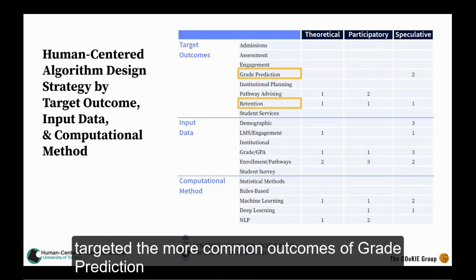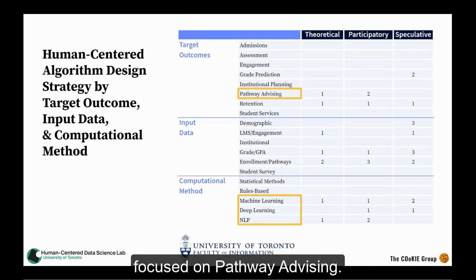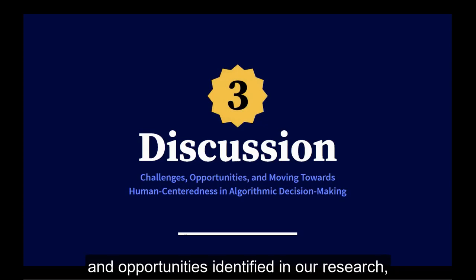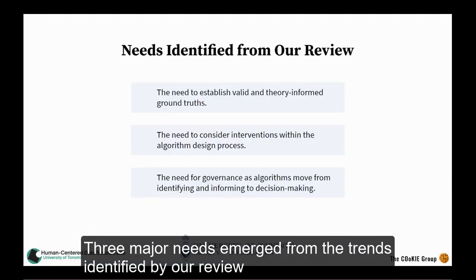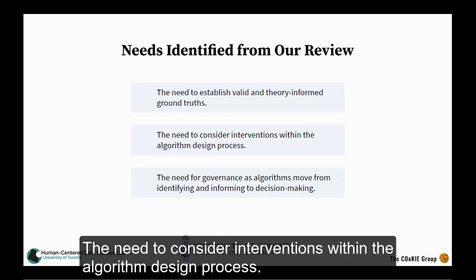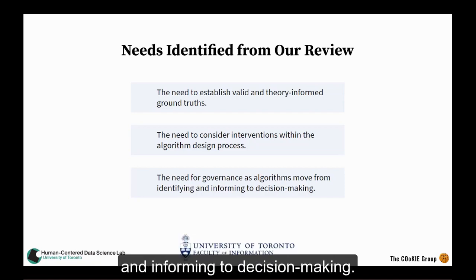chatbot. The HCAD papers generally targeted the more common outcomes of grade prediction and retention, though 2 papers were focused on pathway advising. All of the HCAD papers employed machine learning techniques. Next, we'll discuss the challenges and opportunities identified in our research with the goal of moving towards human-centeredness in algorithmic decision-making. 3 major needs emerged from the trends identified by our review: the need to establish valid and theory-informed ground truths, the need to consider interventions within the algorithm design process, and the need for governance as algorithms move from identifying and informing to decision-making.